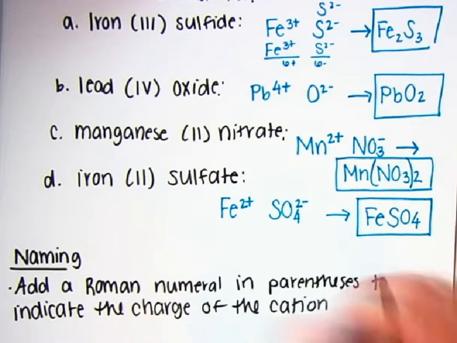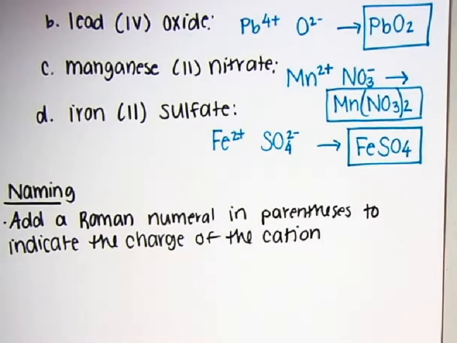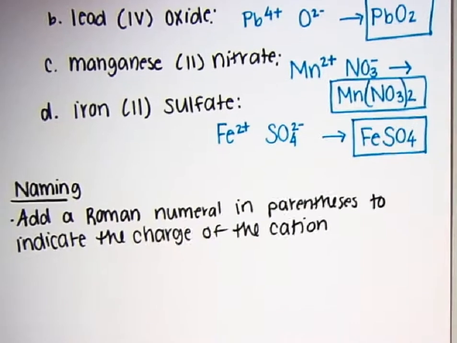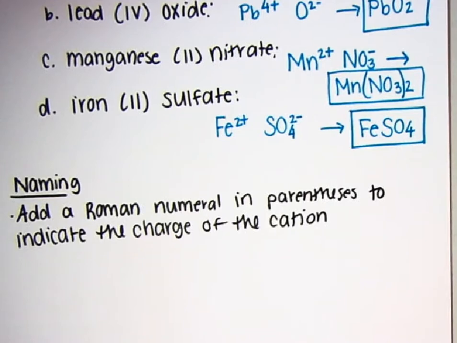So again, we have to add that Roman numeral in so we know what the charge of the cation will be. For the anion, we are going to follow the normal rules that we already use. If it is just an element on the periodic table, drop the ending, add IDE. If it's a polyatomic ion, we're just going to write the name of the polyatomic ion.